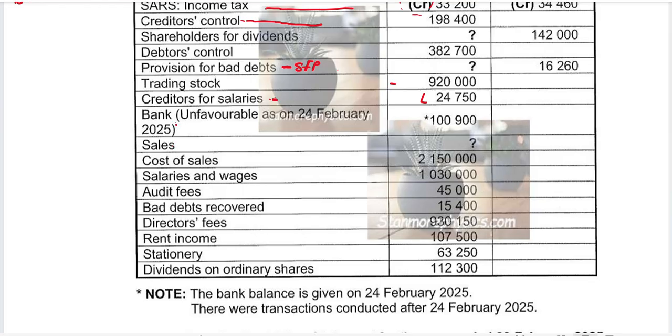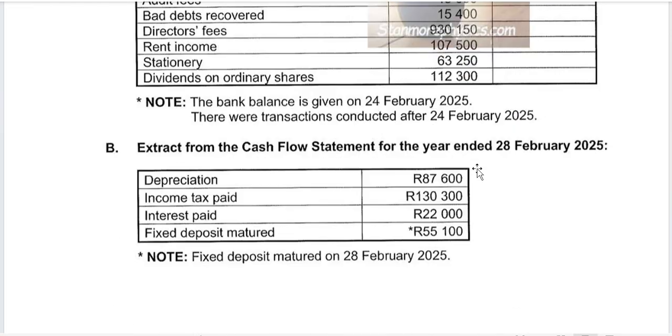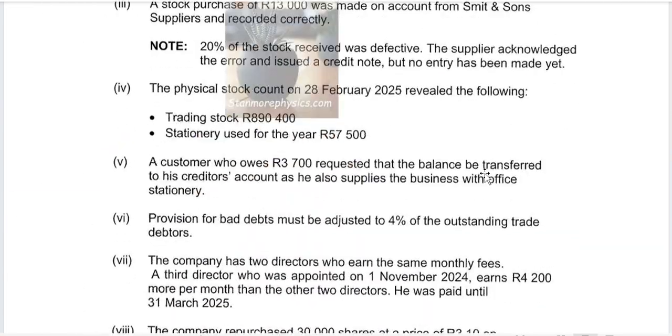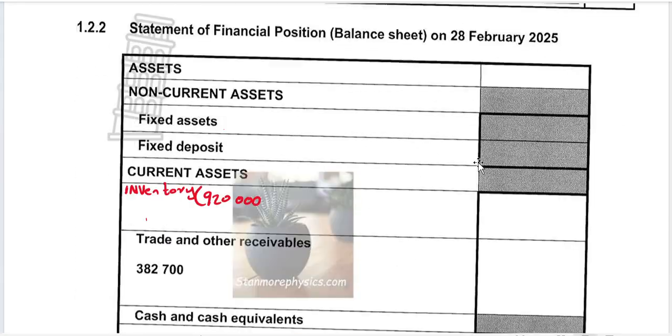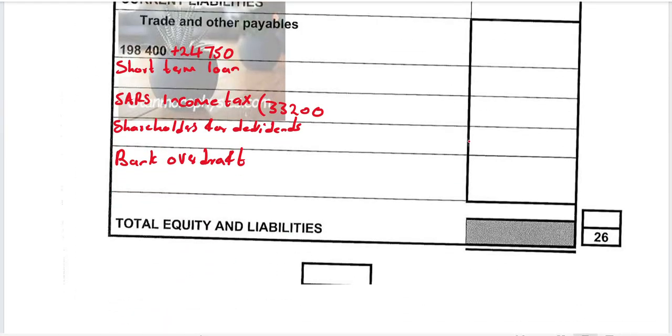Okay. We have what? Our bank is unfavorable as on 24 February 2025. At the end of our financial year, our bank was unfavorable. It means that it's a bank overdraft. We're gonna record it under bank overdraft. 100,900. Let's go and record it on bank overdraft. 100,900, we owe this amount to the bank overdraft.